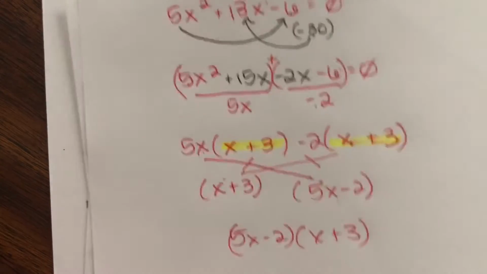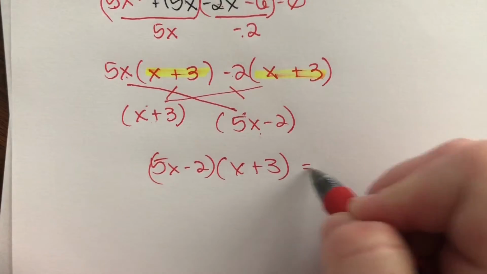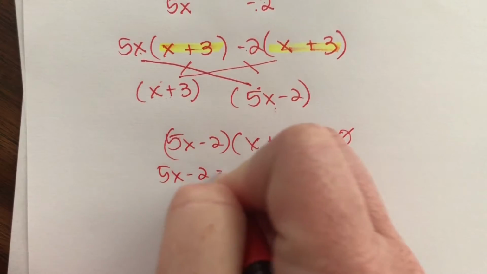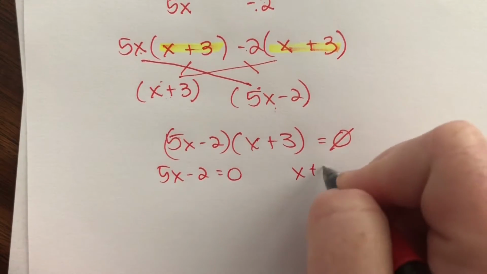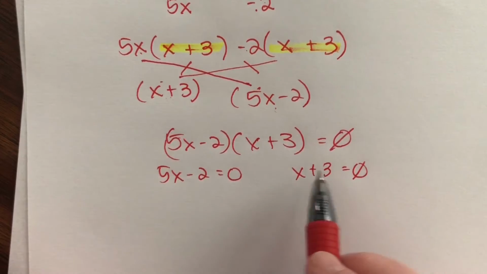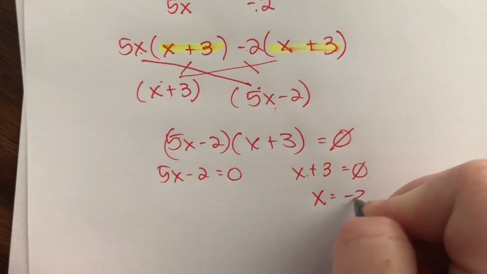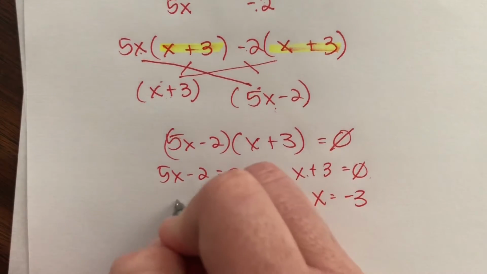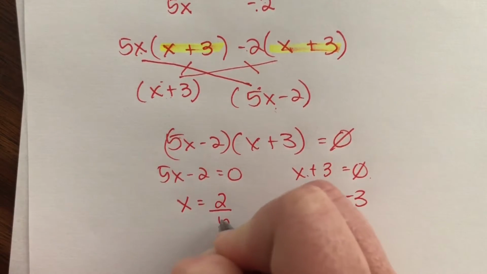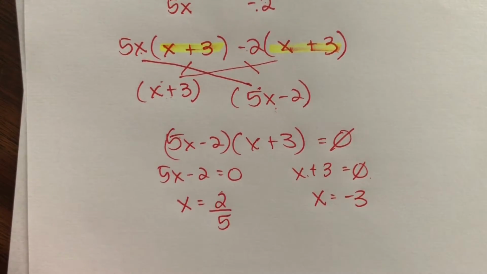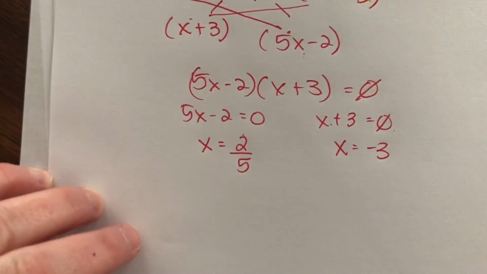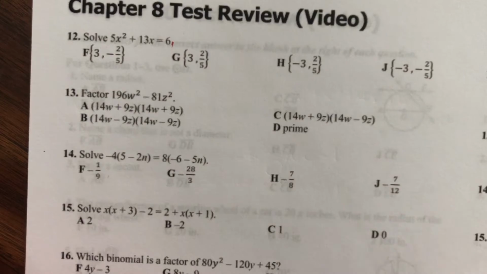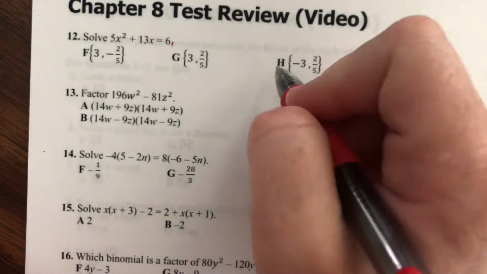Oh, I forgot. We're solving, so we didn't set equal to 0. Sorry, my fault. So then we want to set each of these equal to 0. 5x minus 2 equals 0. x plus 3 equals 0. For x plus 3, we subtract 3, so x is going to equal negative 3. For this guy, we're going to add 2 to both sides and then divide by 5. So we'll get x equals 2 over 5. So 2/5 or negative 3. That's our two answers for number 12. Here's negative 3. Here's positive 2/5.